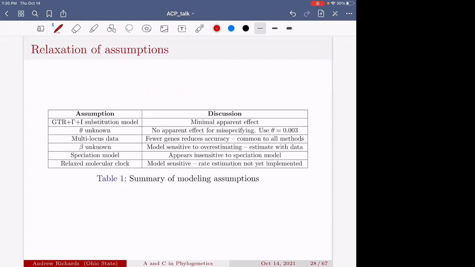Our model assumes independent sites, and so we simulated data using multi-locus data instead of independent sites. Having fewer loci did reduce accuracy. However, it didn't appear to reduce our accuracy that much more than any other method. So every method tends to do worse with fewer independent loci, because you just have less data. And so our model did worse, but really not substantially worse than others.